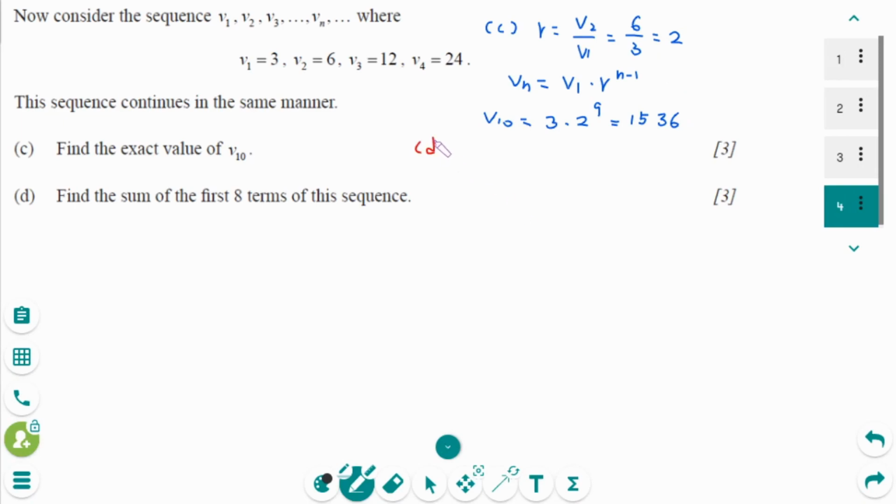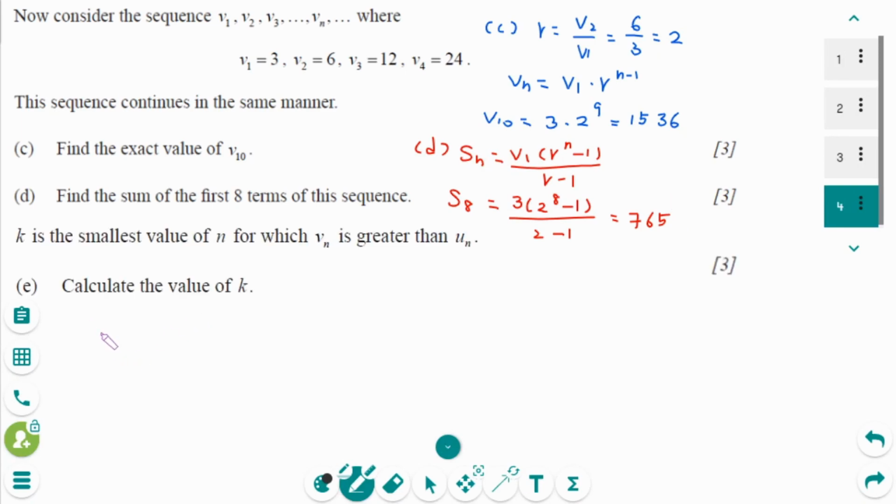Number D, Sn equals V1 times (r to the power of n minus 1) over (r minus 1). So S8 equals 3 times (2 to the power of 8 minus 1) over (2 minus 1), which is 765.